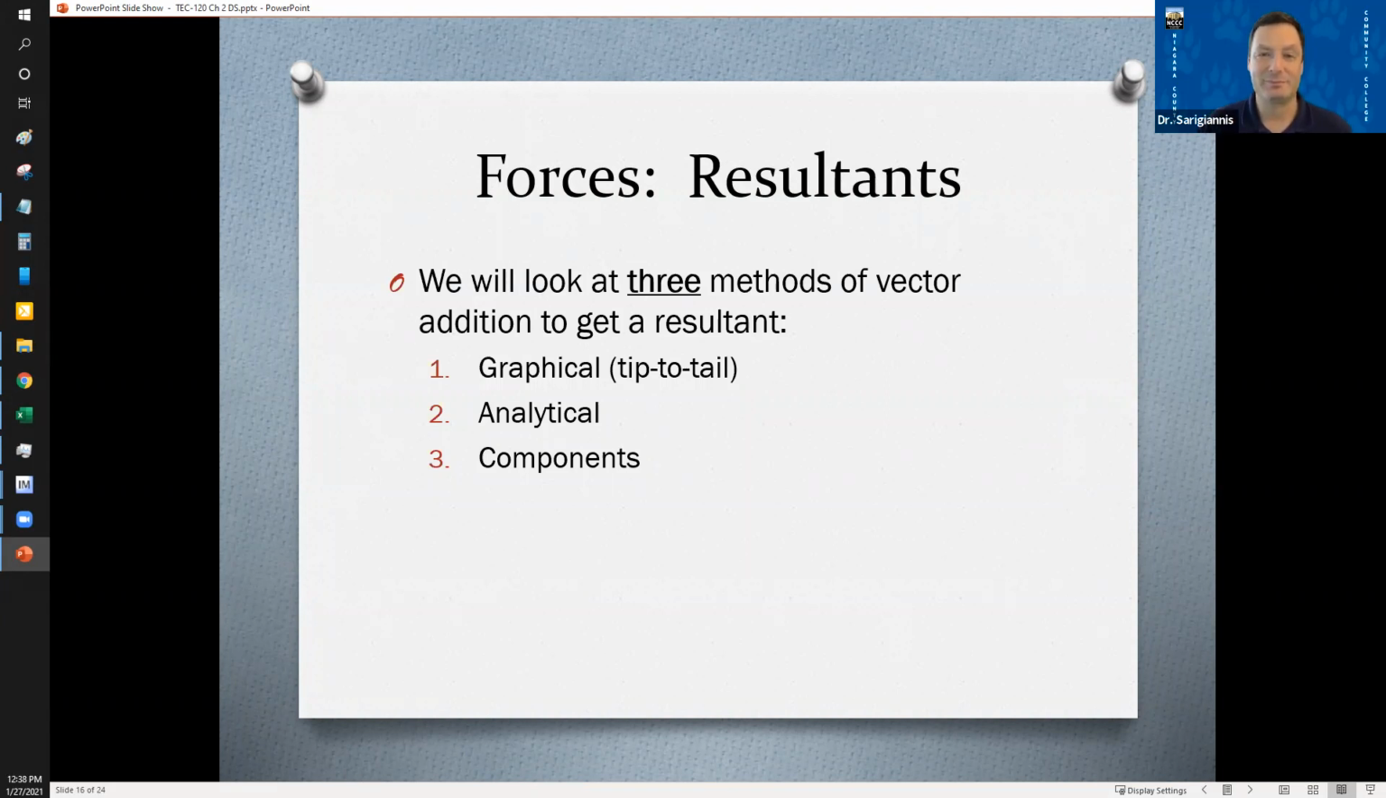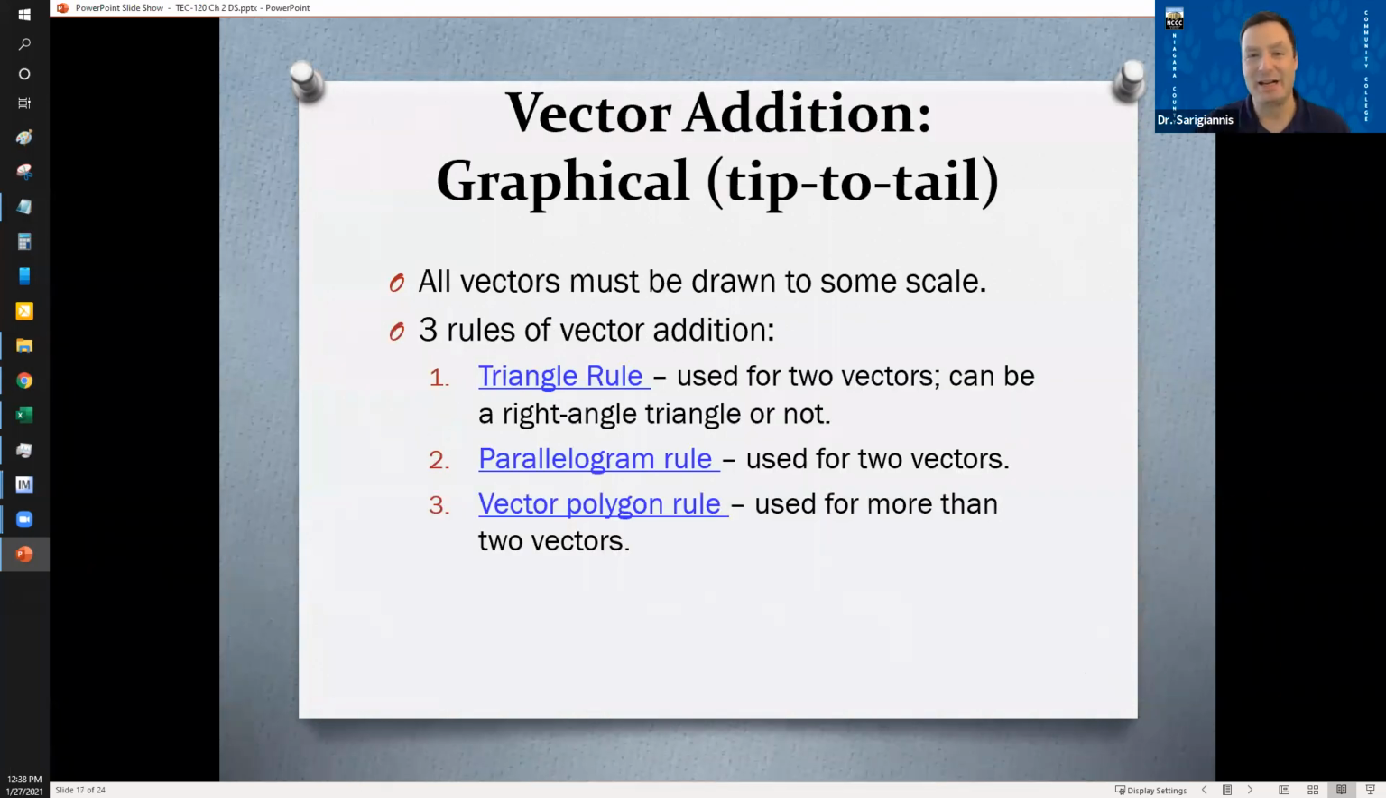All right, three methods of vector addition. Just looking to see if there are any questions in the chat. Nope. Graphical, analytical, and components. So graphical is where we take these arrows and just go through them. If you're doing graphical, the vectors have to be drawn to scale, right?